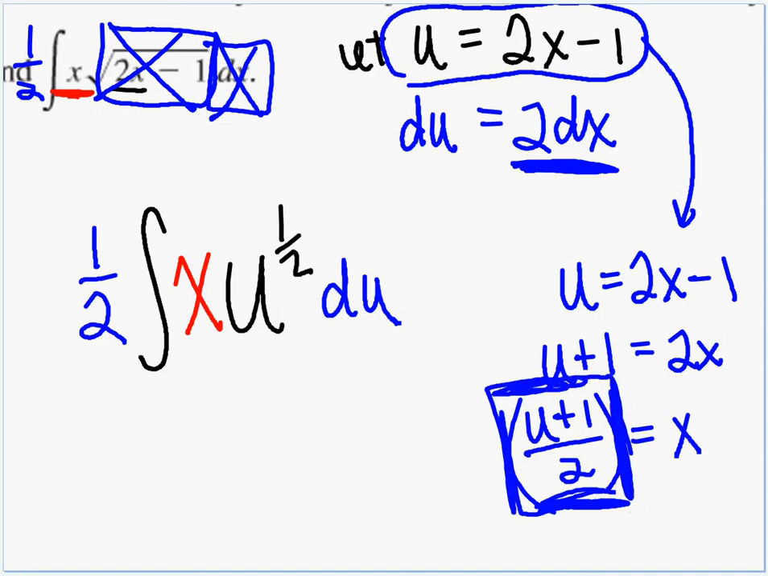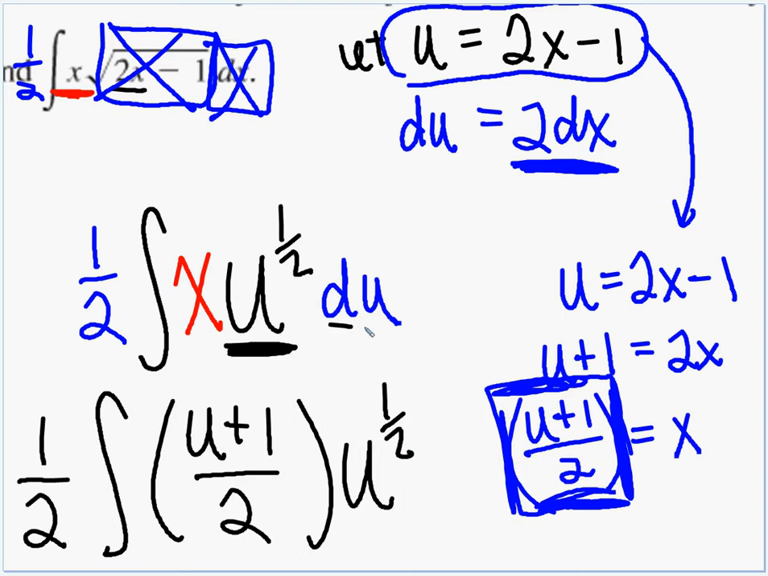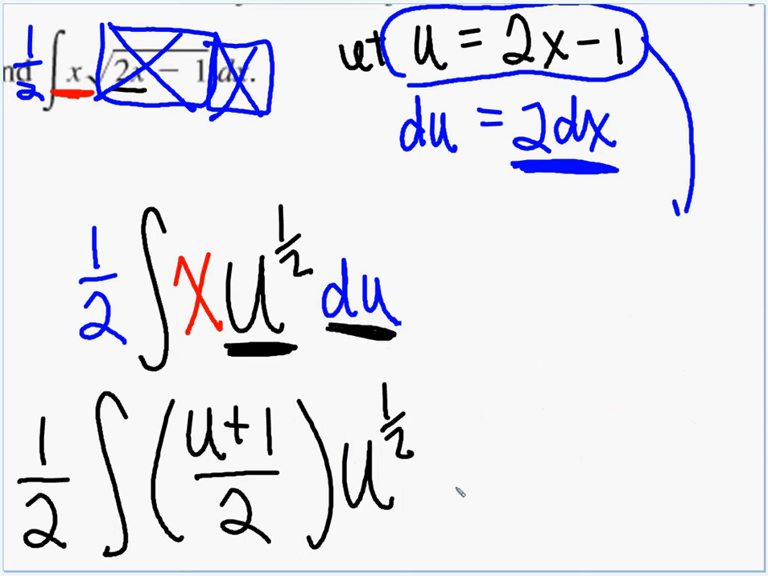So let's see what this is going to look like in its final form. 1/2 antiderivative of the red x is out. Now that is u plus 1 over 2. We've still got this u to the 1/2, and then I've got my du. So I guess I've got to erase this and put in my du. Now everything is in terms of u's, and we have a du at the end of it all.